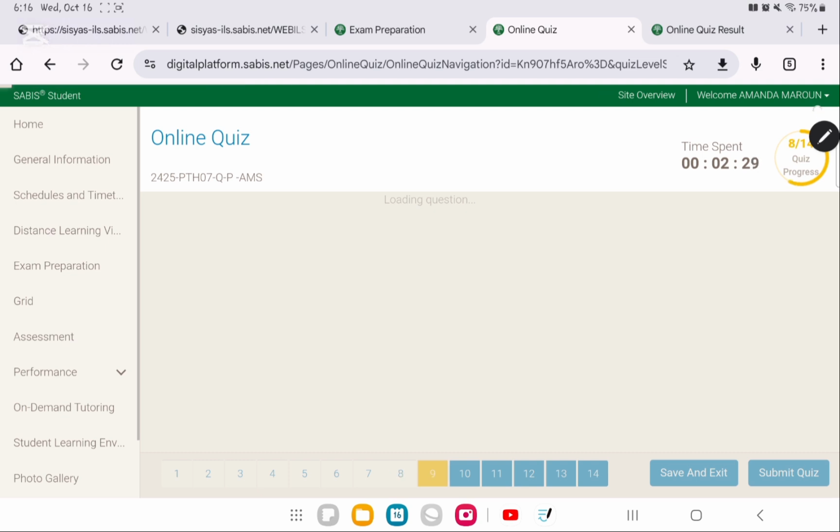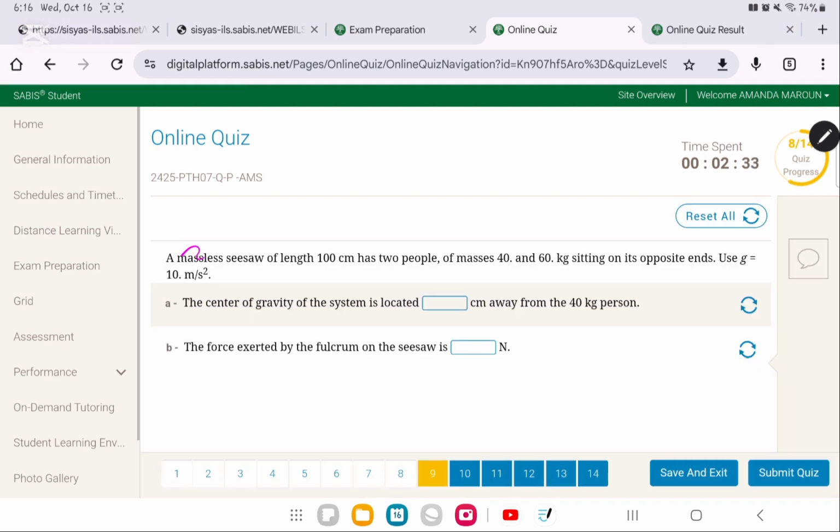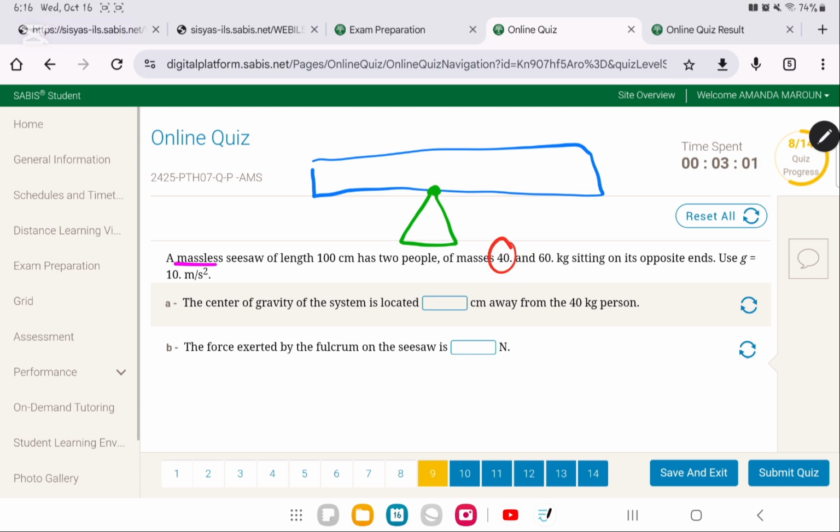Question number 9. A massless, very important to pay attention, massless, there is no mass, seesaw of length 100 centimeters has 2 people of masses 40 and 60 kg sitting on its opposite ends. So let's draw. If you draw, it will always help you. We have a seesaw like this. And we have its fulcrum over here. We'll not say that it's exactly in the middle, okay? It's over here. So we have a person of 40 kg. She sits here, for example. And then a person of 60 kg, he will sit over here, okay?